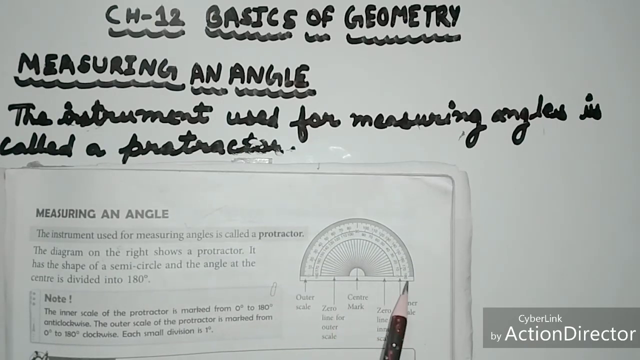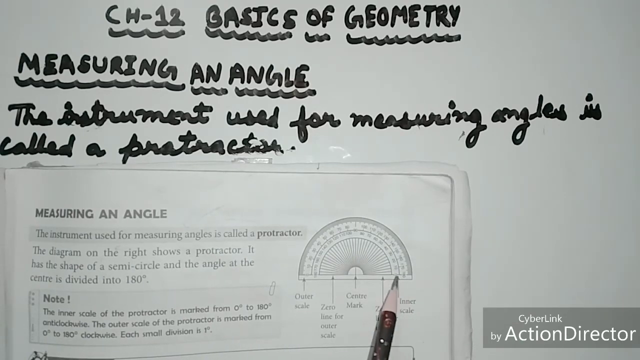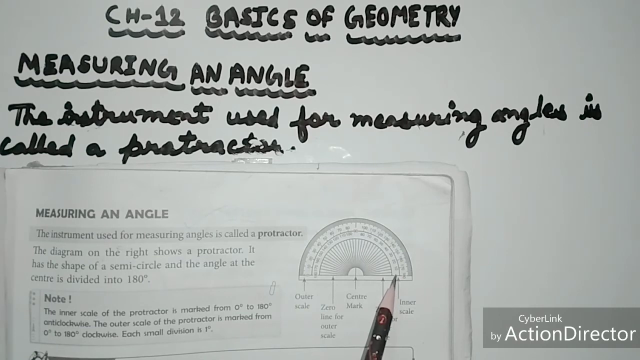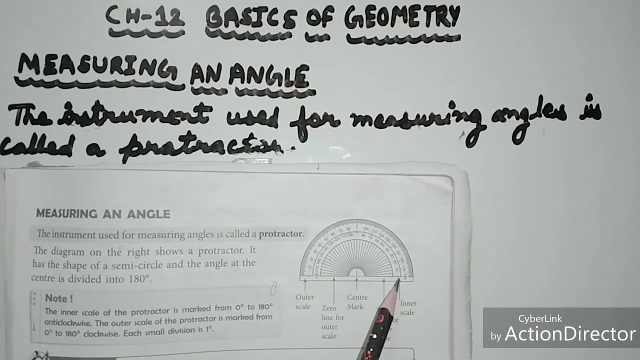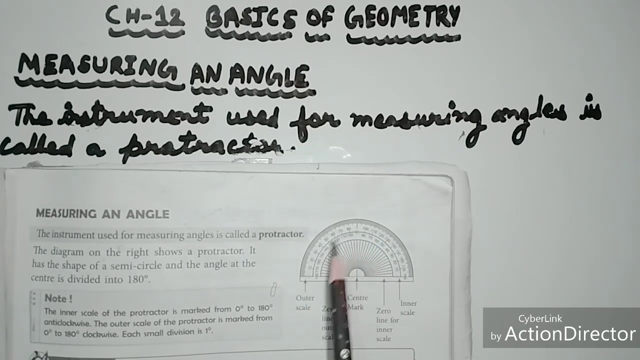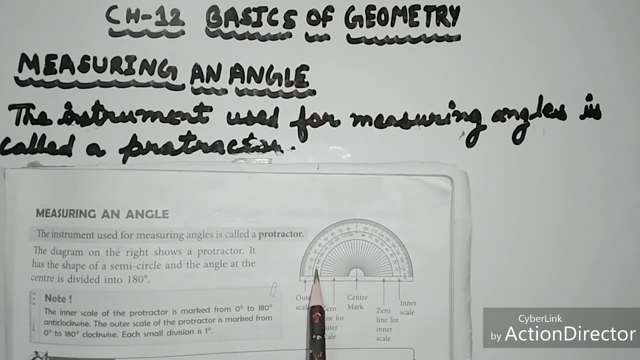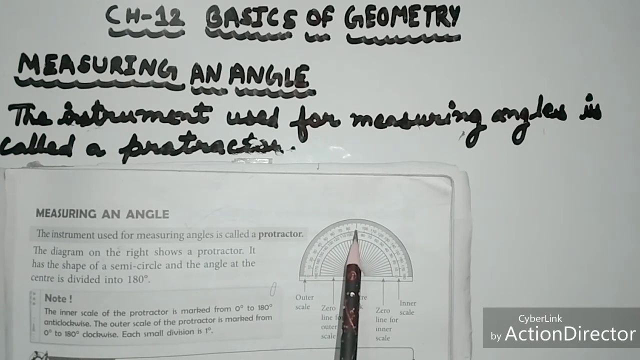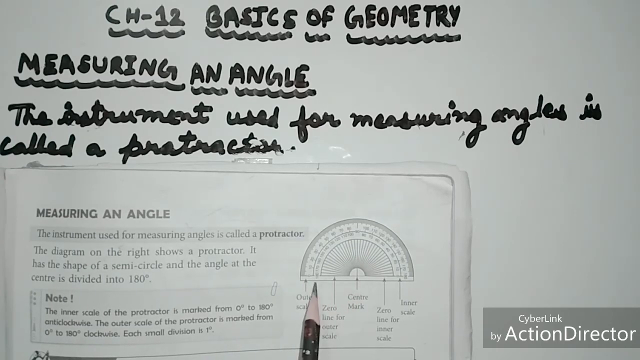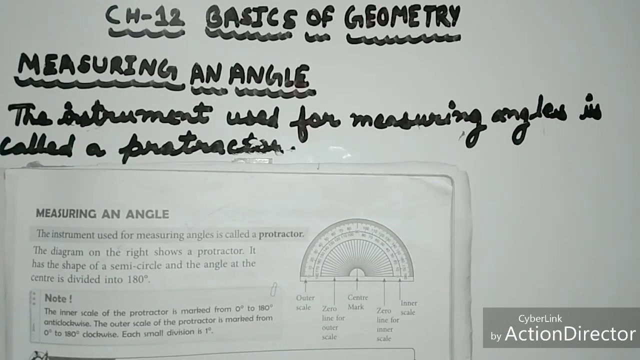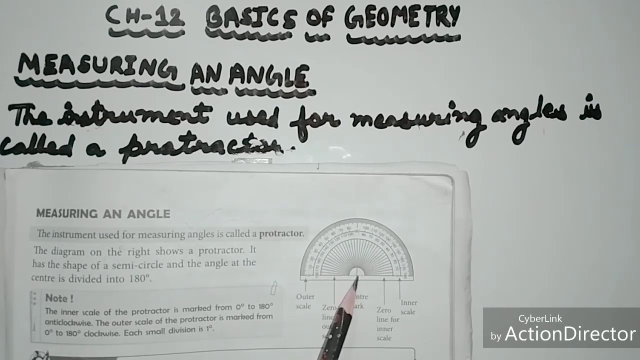So here, on the inner side of this protractor, the angles are 0 degrees, 10, 20, 30, 40, 50 and so on. Angles between 0 and 90 degrees are known as acute angles, angles between 90 and 180 degrees are known as obtuse angles, a 90 degree angle is known as a right angle, and this 180 degree angle is known as a straight angle.